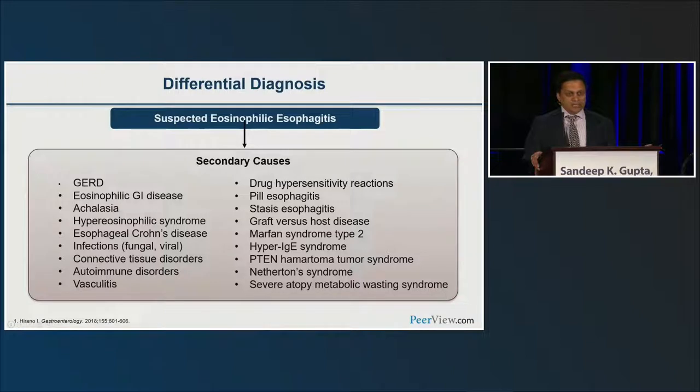But you do have to consider the different differential diagnosis of esophageal eosinophilia, which includes GERD and achalasia and Crohn's disease. So again, you don't need to test for everything in every patient, but you have to do a mental checklist at least and do appropriate testing as clinically indicated.